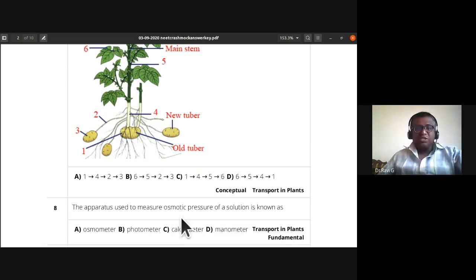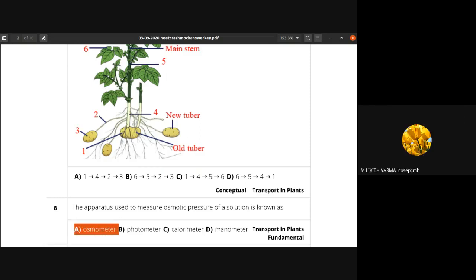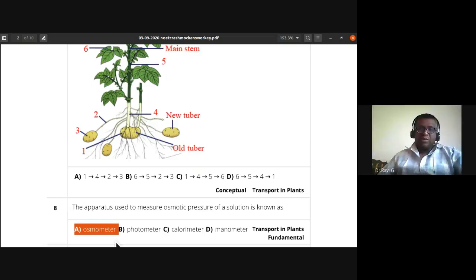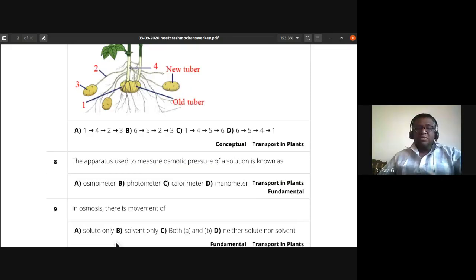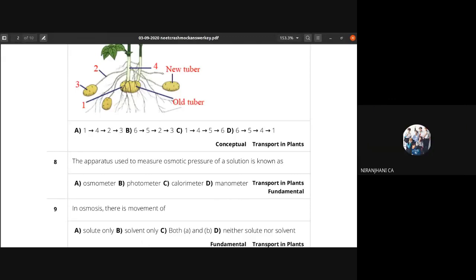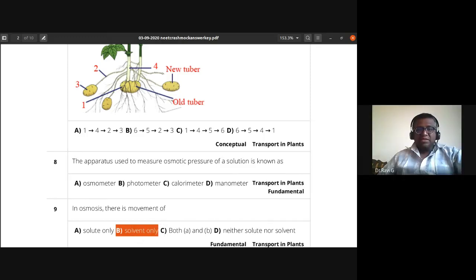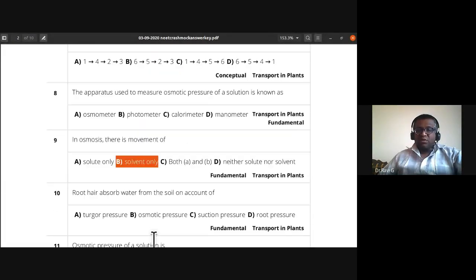The apparatus used to measure osmotic pressure of a solution is known as what? Osmometer, manometer? Osmometer is the answer. In osmosis, there is movement of solute only, solvent only, both A and B, neither solute nor solvent. Solvent only. B is the right answer, solvent only. Movement of solvent only from a region of higher water potential to a region of lower water potential through a semi-permeable membrane. So the answer is solvent only.